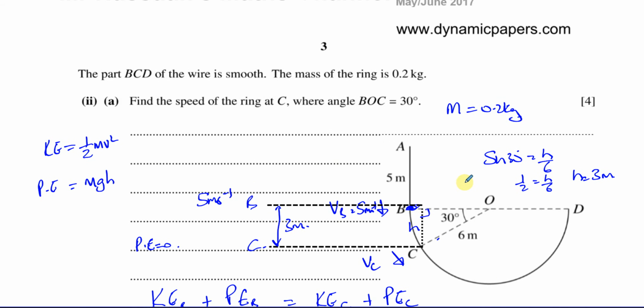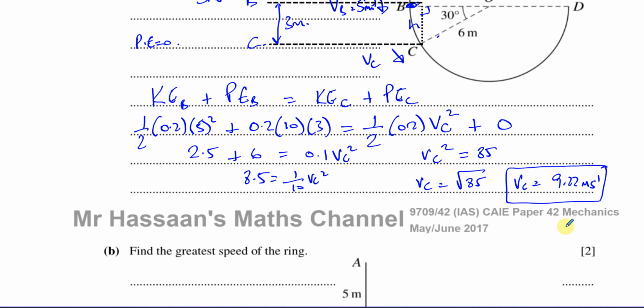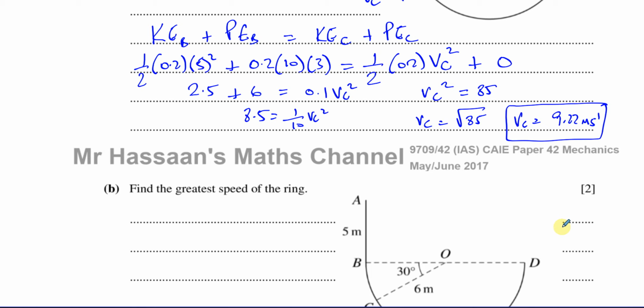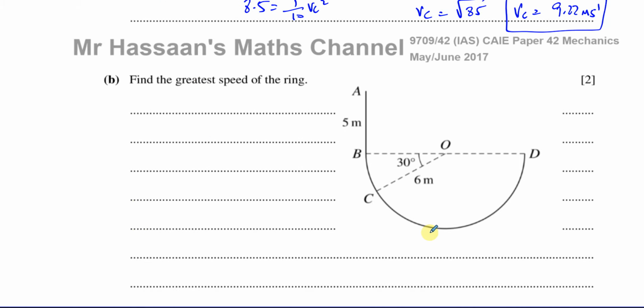Okay, now the speed at C. Not the velocity, the speed. So the speed at C is 9.22 meters per second, not squared, meters per second. All right, now it says find the greatest speed of the ring.